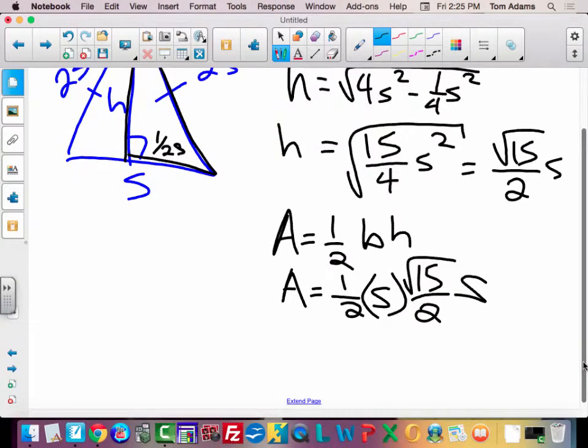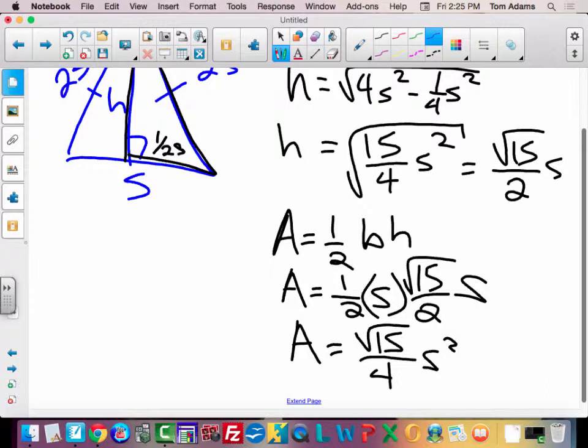Guess what that is when I write it all out? It's the same thing. It's the square root of 15 over 4 s squared, which is the answer that they had in the back of the book. Now, was the first problem correct or the second problem correct? The answer is yes. They were both correct. It's just the way that Mr. Adams labeled it. Does that make sense?